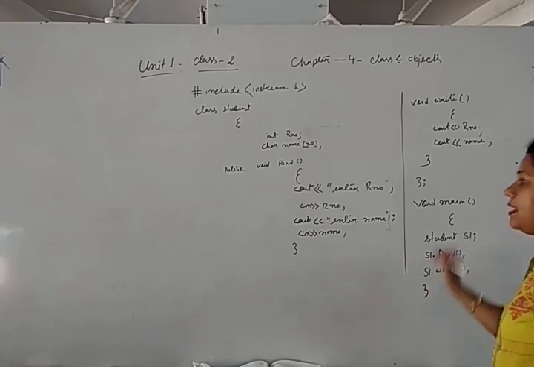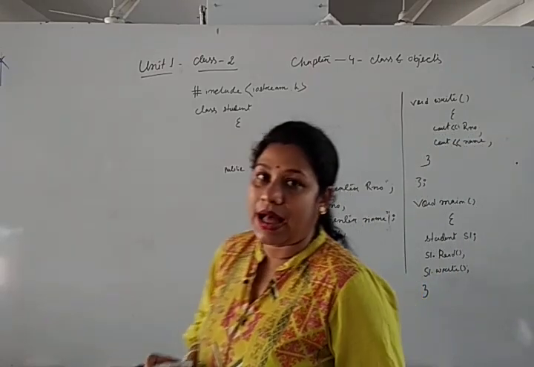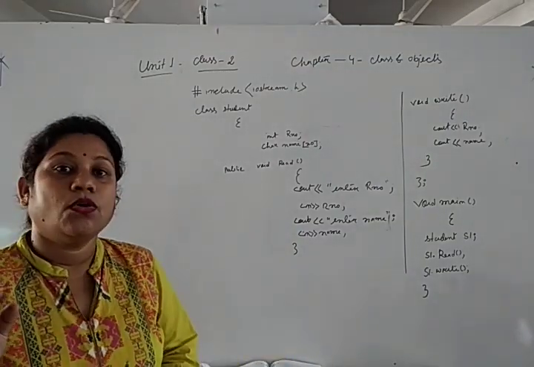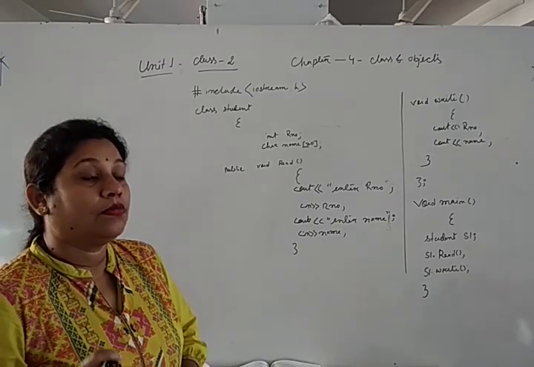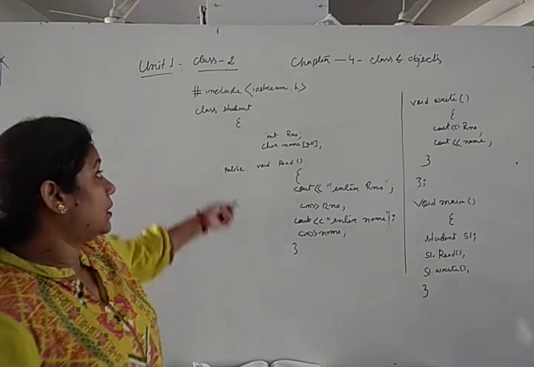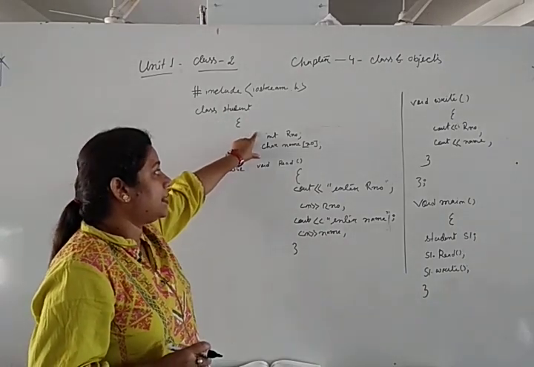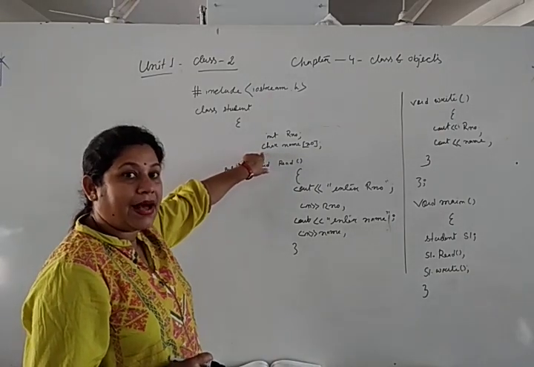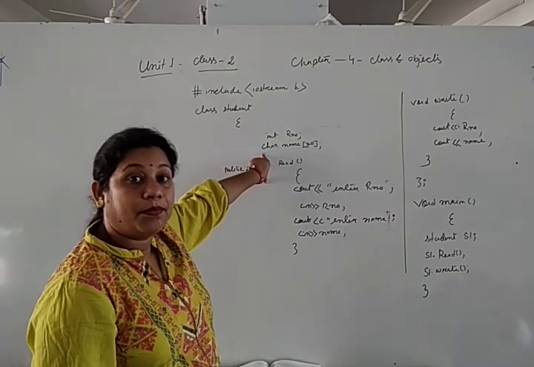Okay, end of the main function. So this is a complete program. I am writing this program using the object oriented programming methodology. First of all I declare the class, and inside the class I declare the data member. Always remember, by default all the data members of a class are private.